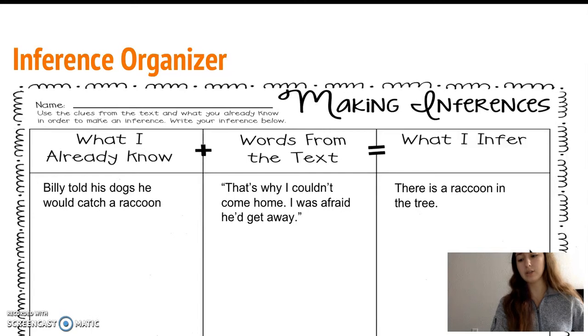"Please, Papa," I begged, "don't make me quit. I just have to get that coon. If I don't, my dogs won't ever believe in me again." Papa didn't know what to tell me. He scratched his head and looked over to my dogs.